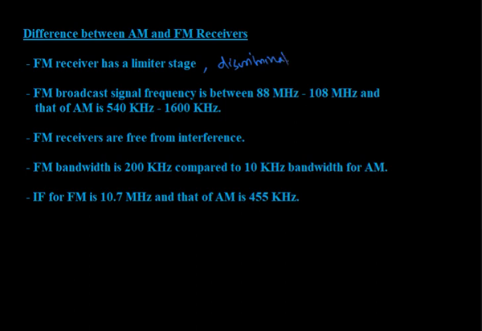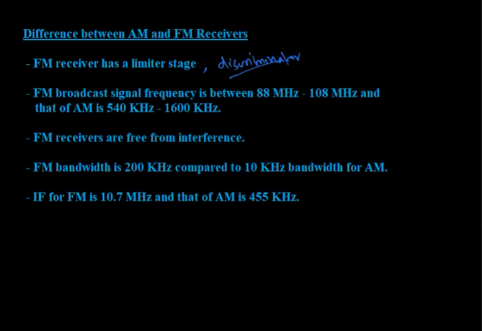This discriminator, or the FM detector stage, is entirely different from the AM detector stage. So we can say that the FM receiver will have an additional stage called the limiter stage, and the FM receiver will also have a discriminator stage that is not there in the case of the AM receiver.